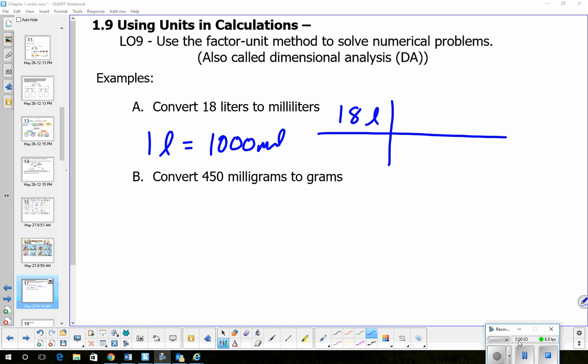Okay, so 1 liter on the bottom, 1,000 milliliters on the top. If you're starting with us online and you missed the first part because we forgot to turn it on, go to 5th period. And hopefully I've started at the right place there. Okay, liters cancel out. We times through across and we get 18,000 milliliters. Right?